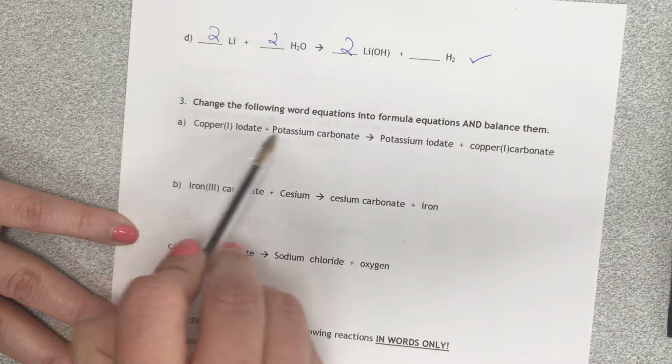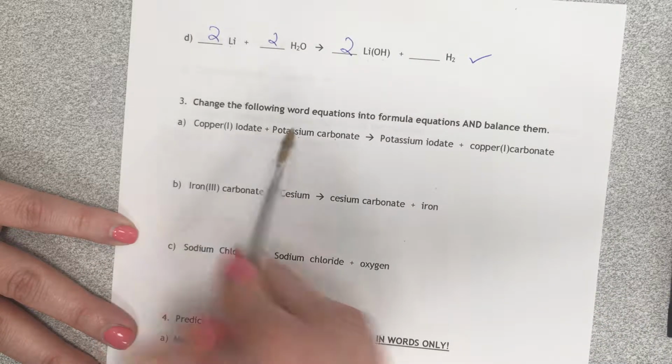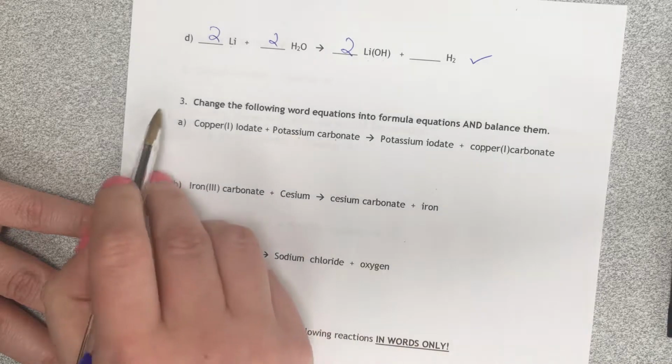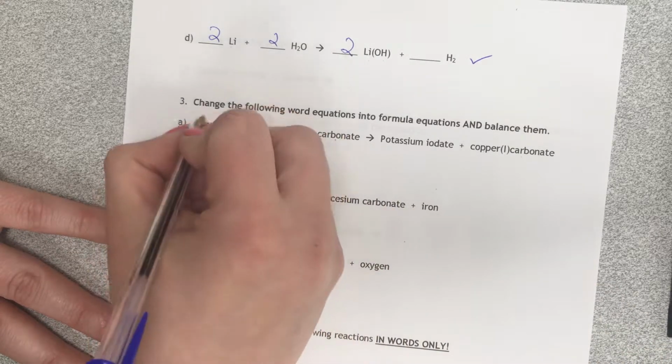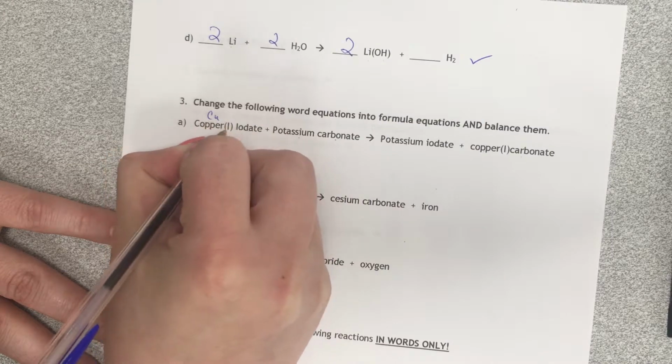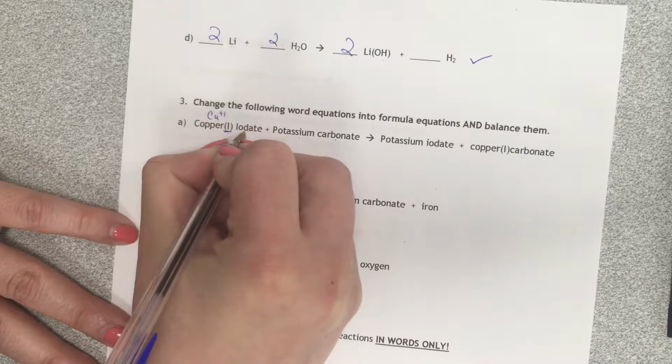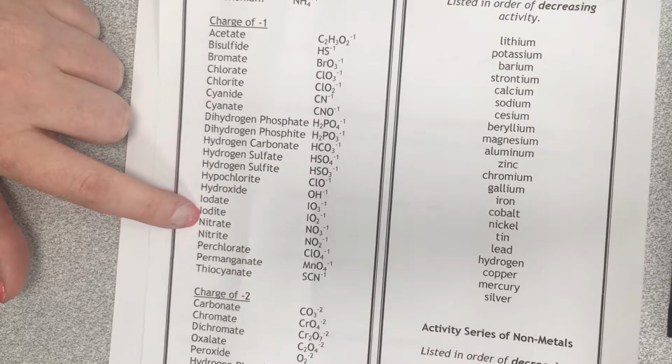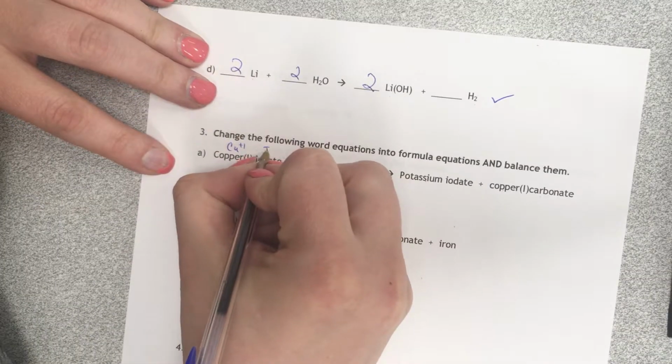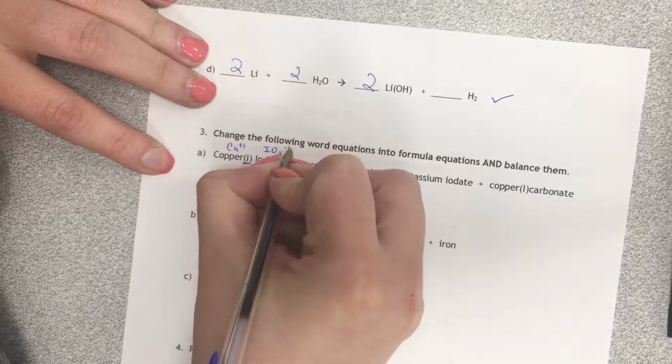And for fun, let's look at this. This is a compound, so it's going to be a double replacement. But we don't have to deal with that yet. Anyway, so we have Cu, which is a +1 charge. I know that because of the Roman numeral. Iodate is on our sheet right here. IO3 with a -1 charge.